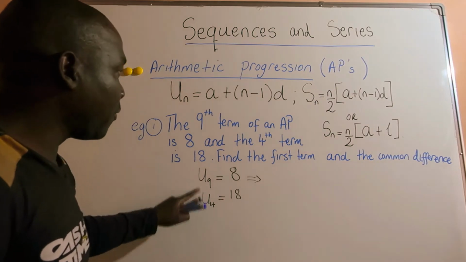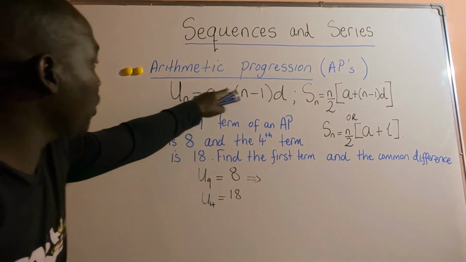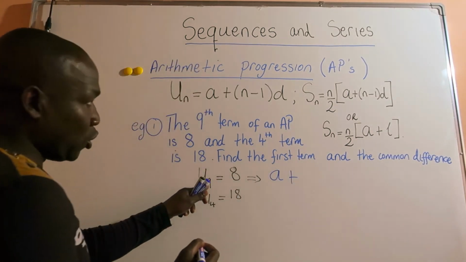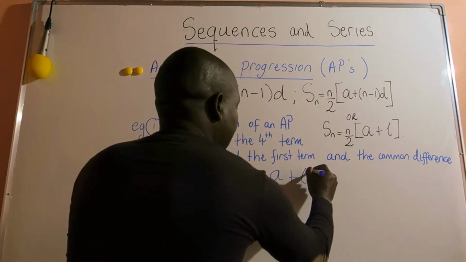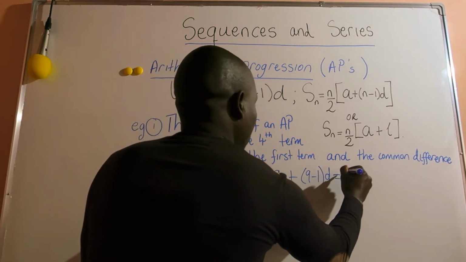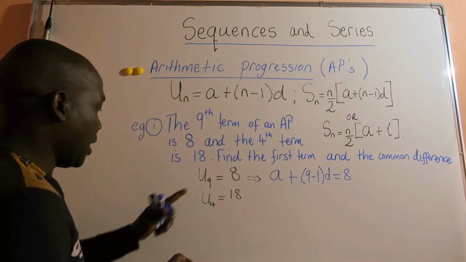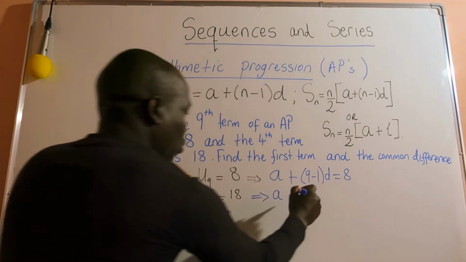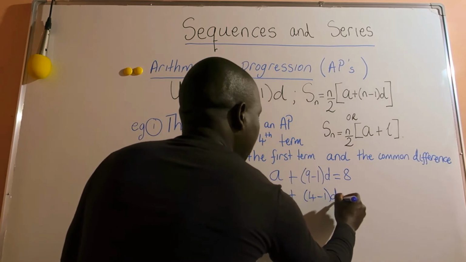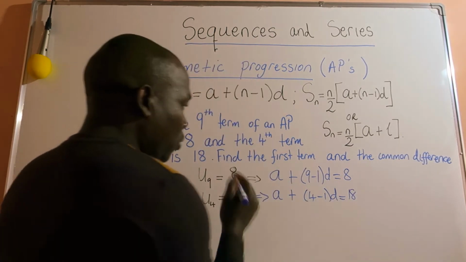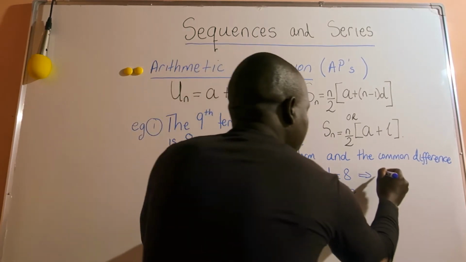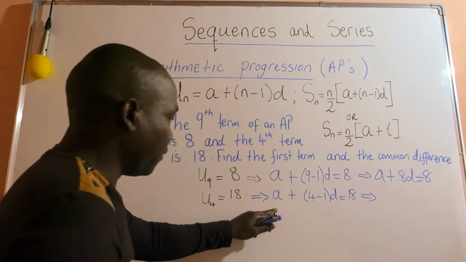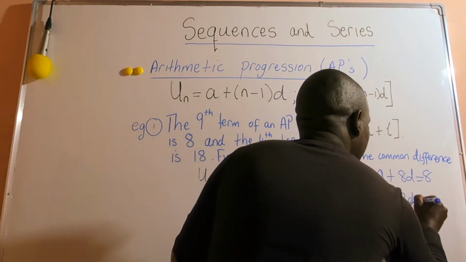Since we are given the formula for Un, we look at the first formula, which goes A plus (n minus 1)D. Now it's U9, so n is 9: A plus (9 minus 1)D is equal to 8. That's substituting for the first one. For the second one, we substitute again: A plus (n minus 1)D, n is 4, so A plus (4 minus 1)D is equal to 18. Now we're going to simplify these. The first gives A plus 8D is equal to 8. The second gives A plus 3D is equal to 18.